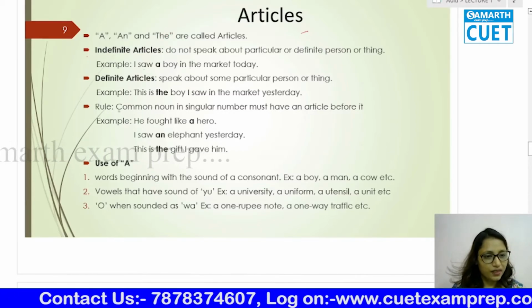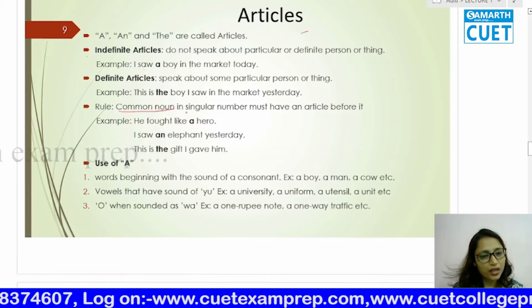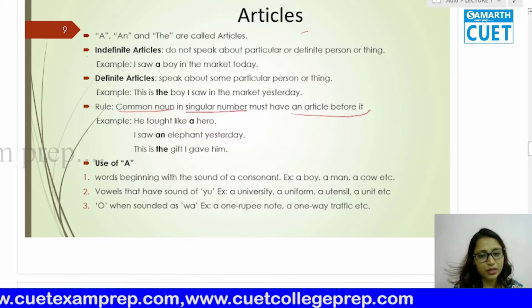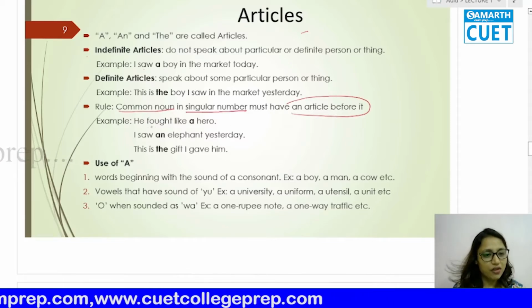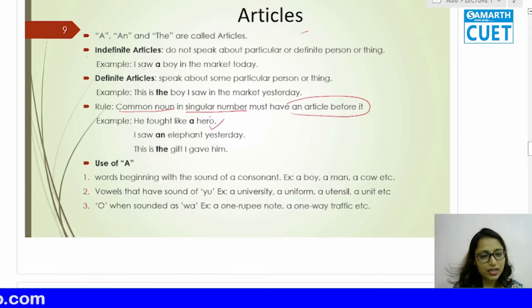Okay, so common noun. Here the rule says it should be a common noun and it should be singular in number, then only an article will be used before it. That means, he fought like a hero. So what did he fight like? A hero. A hero, because he is a single person and hero is common, so a hero.